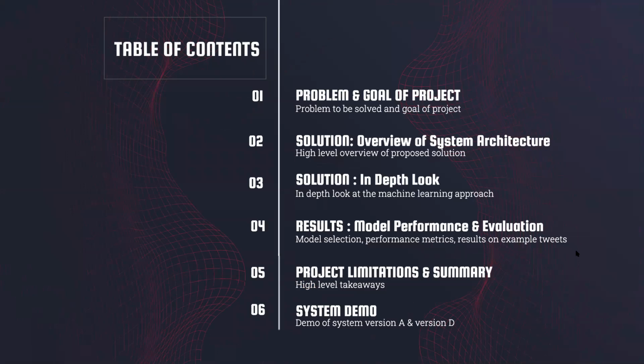Before we dive in, let's take a look at the 6 things we'll talk about. First, we'll introduce the problem and the goal of the project. Second, we'll take a look at a high-level overview of what the system architecture is like. Third, we'll take an in-depth look at the machine learning process. Fourth, we'll look at the results of the models we've created. Fifth, we'll take a look at the limitations and summarize the project. And finally, my teammates will talk about the system, version A and version D.